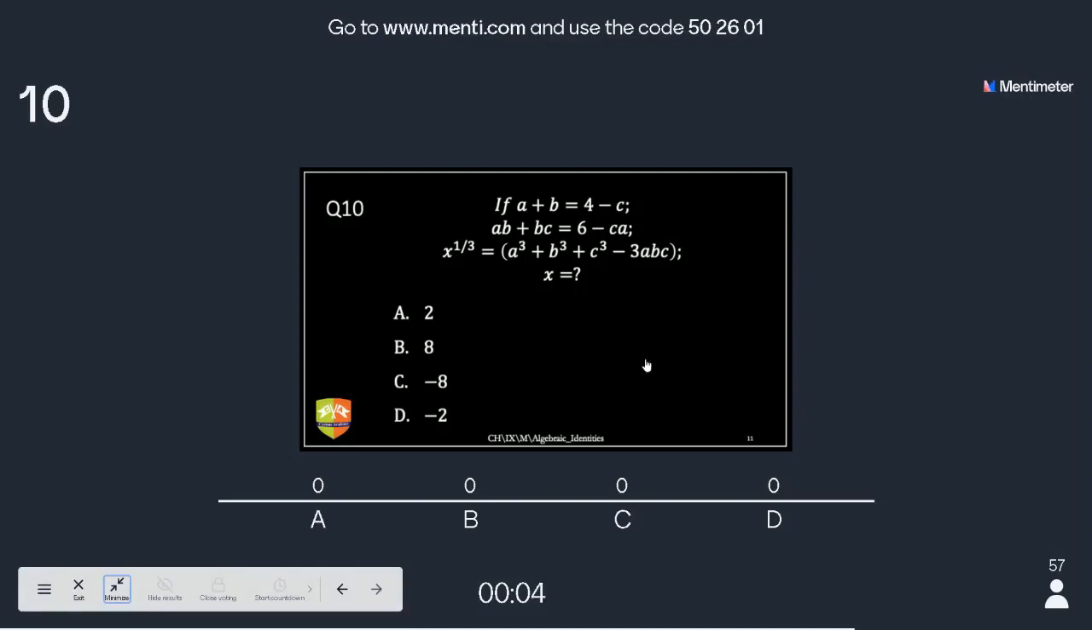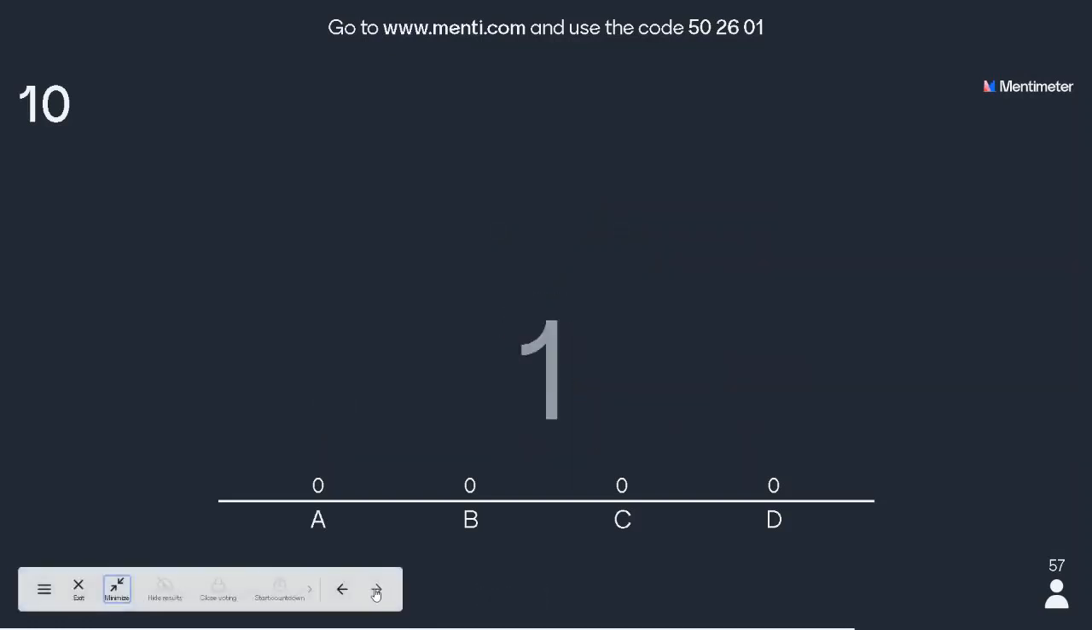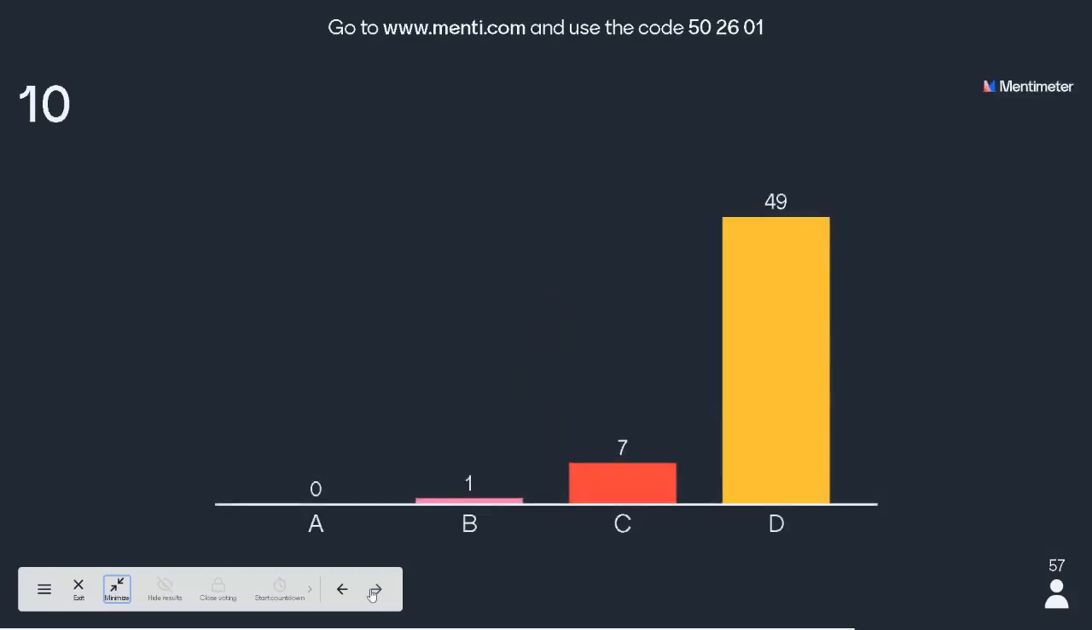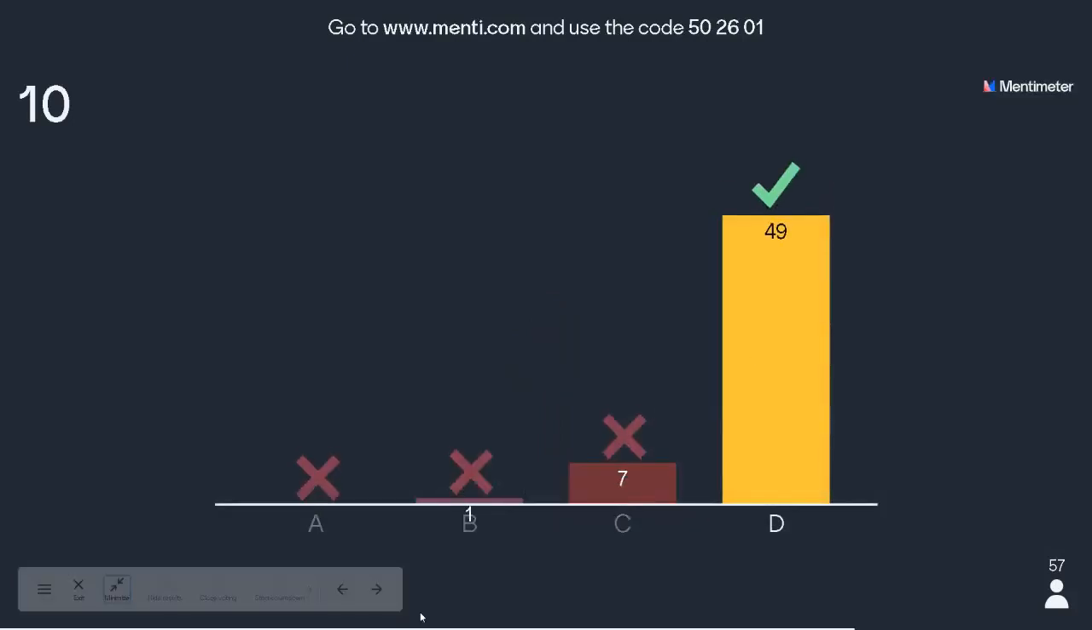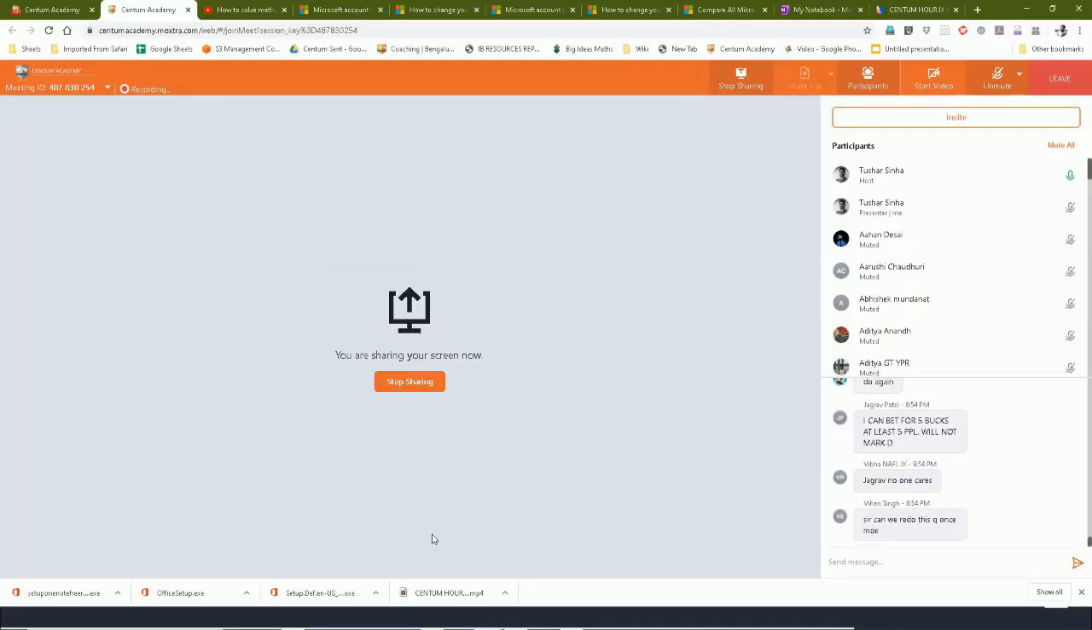So it should be x. I had to write x cube. I had written x to the power 1 by 3 actually. So that was wrong. Anyways. Oh, still people marked C and all. Never mind. Look, the explanation to this is... Give me a moment.